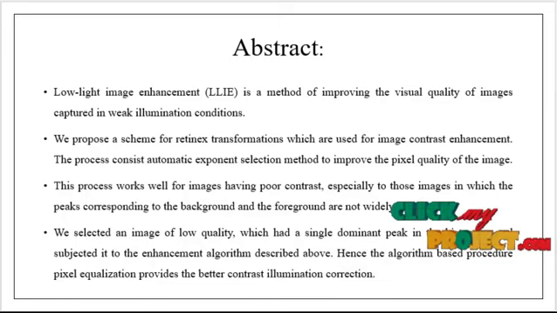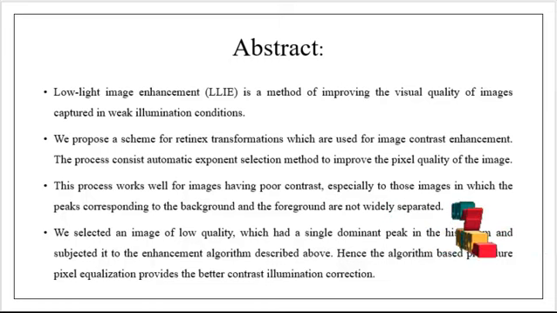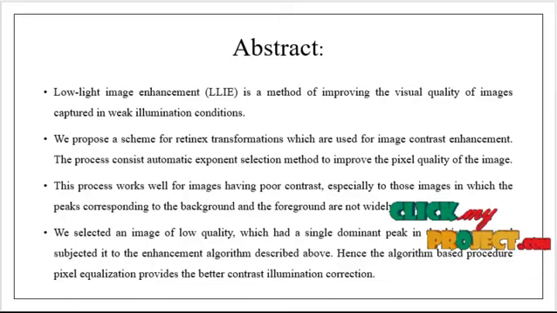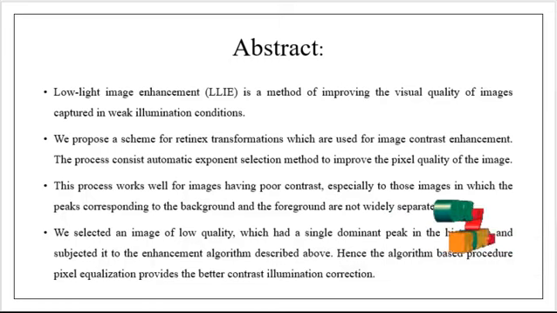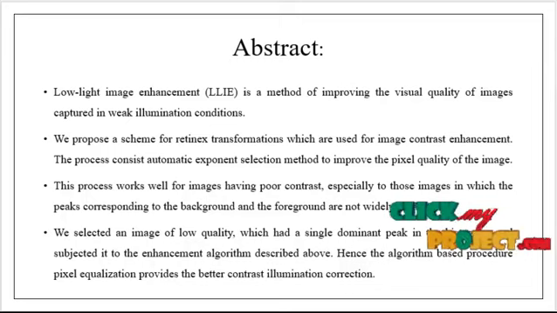We propose a scheme for Retinex transformation, used for image contrast enhancement to improve the quality. The process includes an automatic exponent selection method to improve the pixel quality of the image, so we need not select the exponent manually. This process works well for images with poor contrast in a low light environment, especially images where the background and foreground peaks are not widely separated, with narrow peak variations between background and foreground.